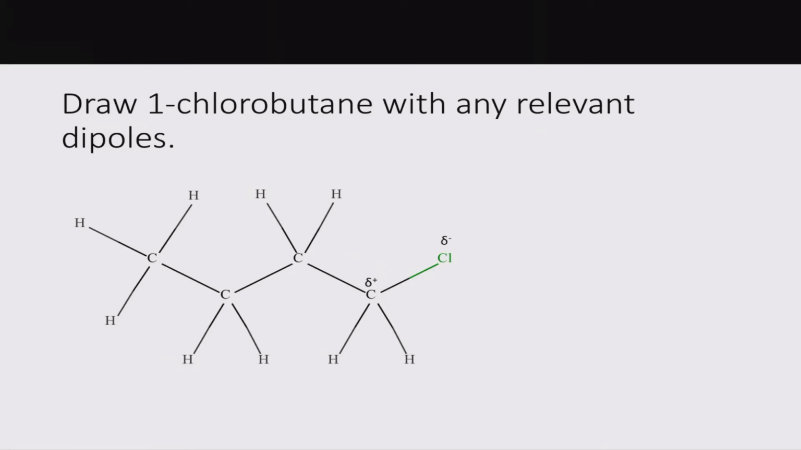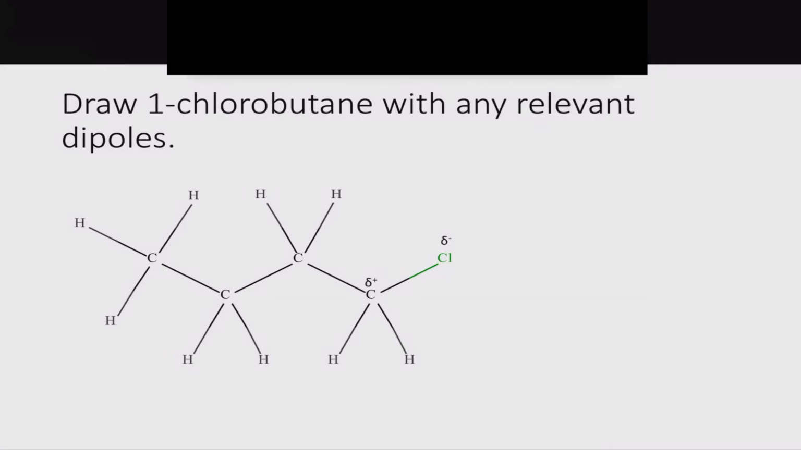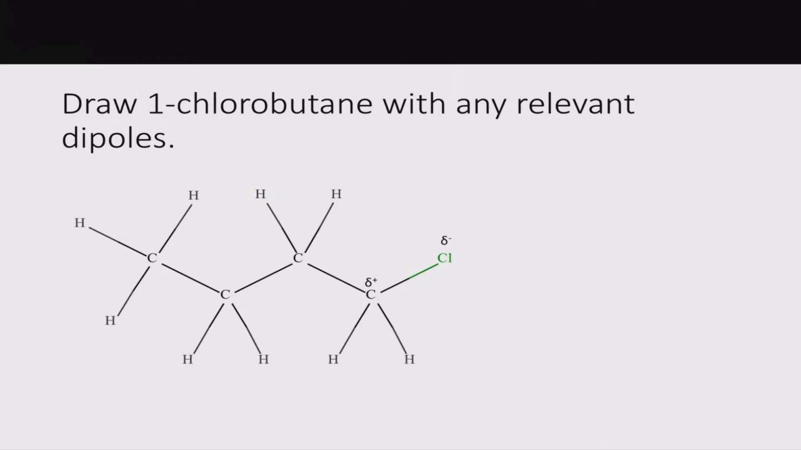We do have a relevant dipole though. We've got a delta minus and a delta plus. So that's because, as we know, chlorine is a lot more electronegative than carbon. So that means that the electron density in that bond has been withdrawn around the chlorine, making the chlorine partially negative and the carbon partially positive.